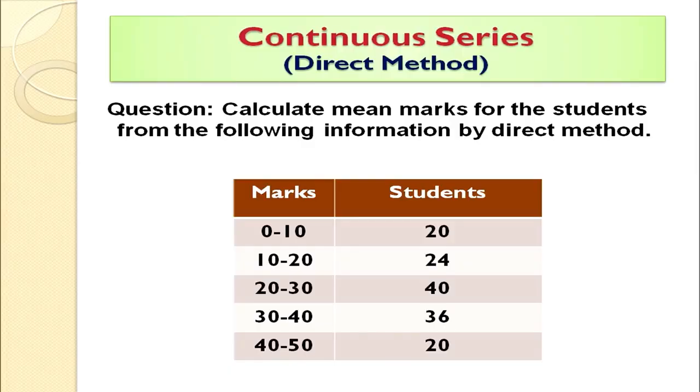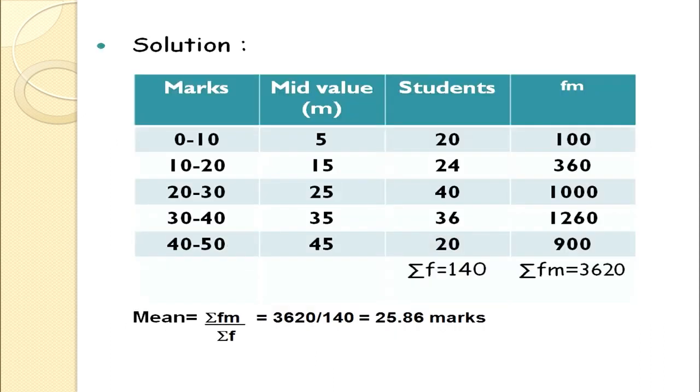Over here, calculate mean marks for the students from the following information by direct method. Marks 0 to 10, 10 to 20, 20 to 30, 30 to 40, 40 to 50. Now, the very first step, I need to have mid values. So, let us see how we have done it. The mid value is 0 plus 10 divided by 2 comes to 5, 10 plus 20 divided by 2 comes to 15, 20 plus 30 divided by 2 comes to 25, 30 plus 40 divided by 2 comes to 35, 40 plus 50 divided by 2 comes to 45.